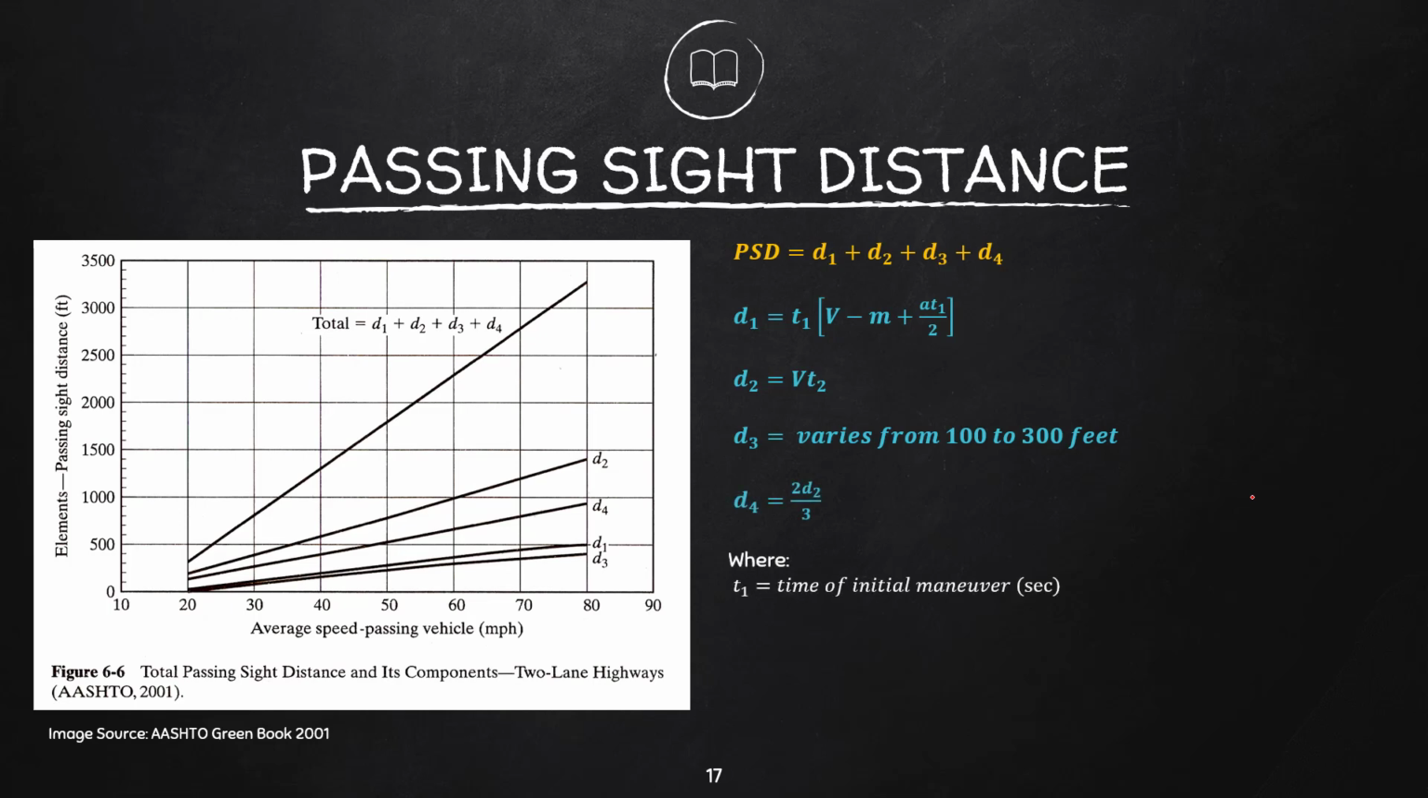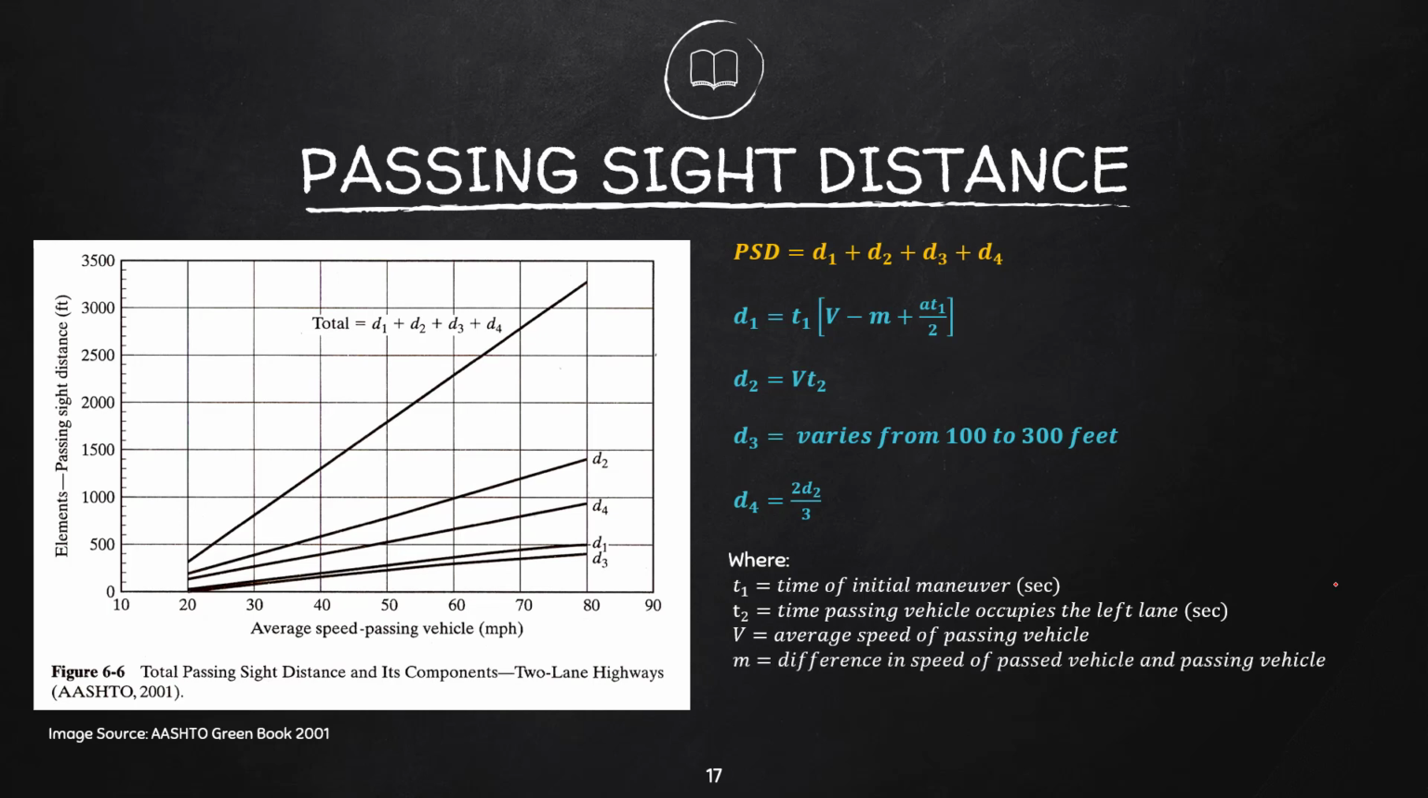So t1 is the time of the initial maneuver. This is the time required to finish D sub 1. t2 is the time the passing vehicle occupies the left lane. This will be given in the problem. V is the average speed of the passing vehicle, and m is the difference in speed of the passed vehicle and the passing vehicle.